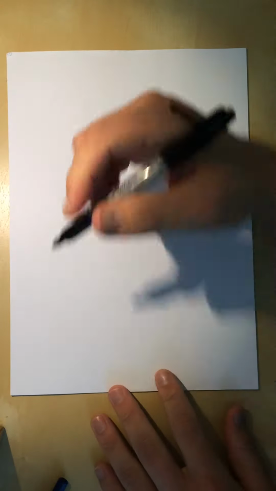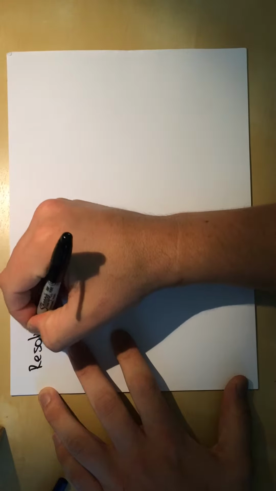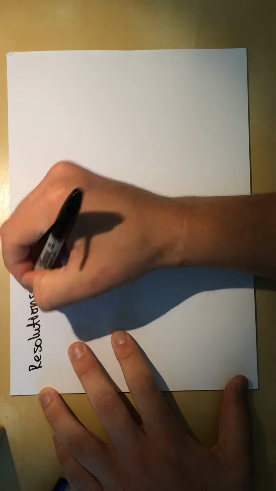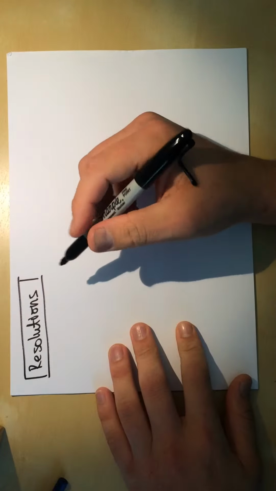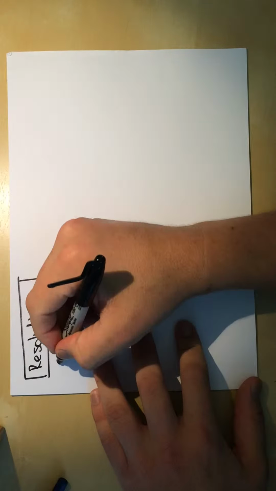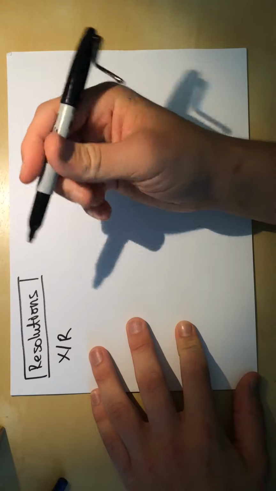So I just want to define some notions in this video. And I want to talk about some types of resolutions that I want to use. So we're going to take X over R to be a scheme.